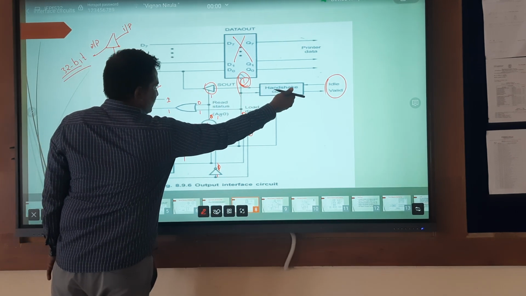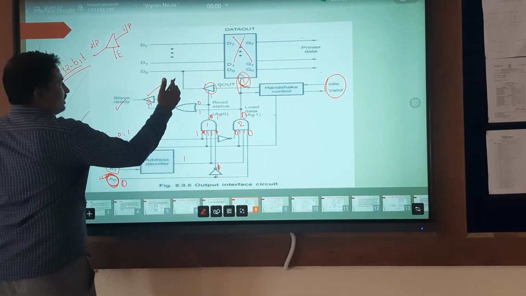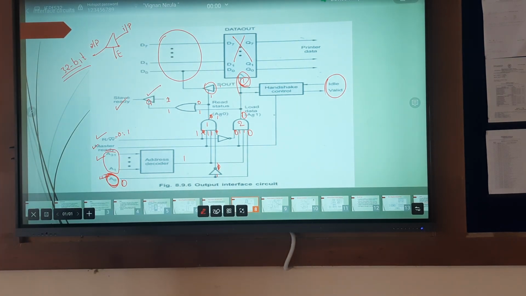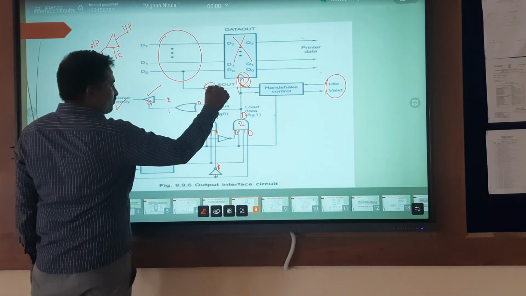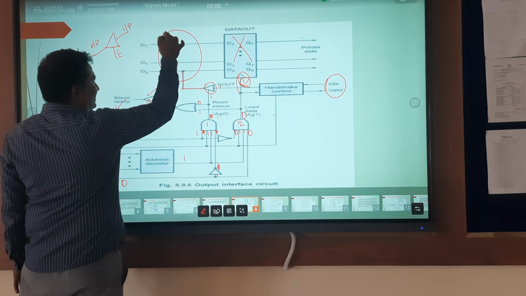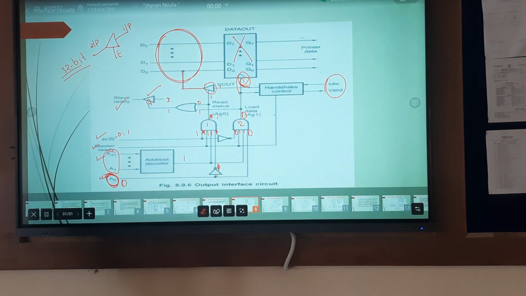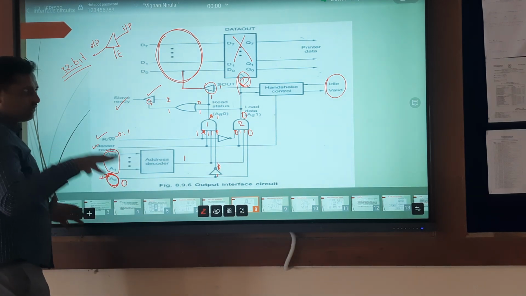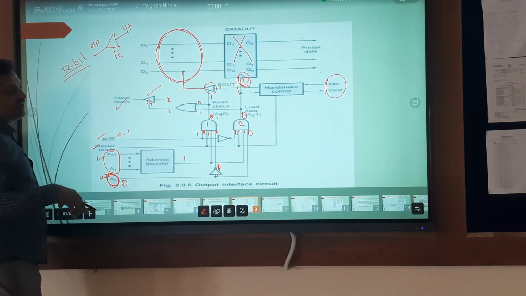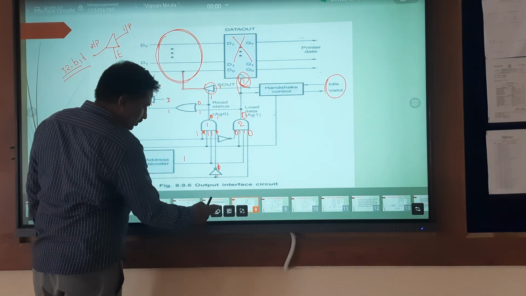Now, the handshake control generates one output, that is the S out signal, that will become 1, so that we may read the status information. Whenever this one becomes 1 and this one becomes 1, the output is activated, so we may read the status, whether it contains the data or not. Likewise, we can perform the write operation as well as the read of the status operation. This is about the output interface circuit.